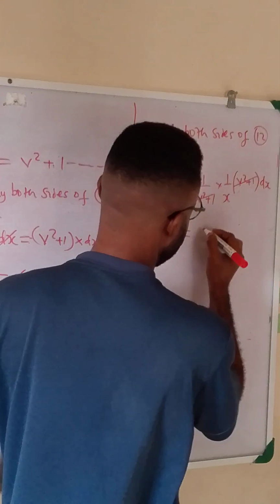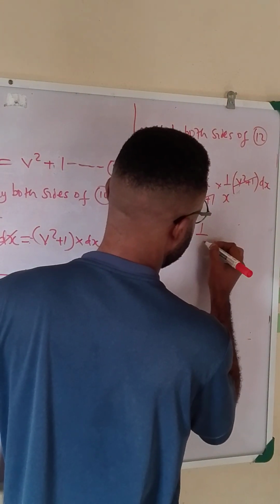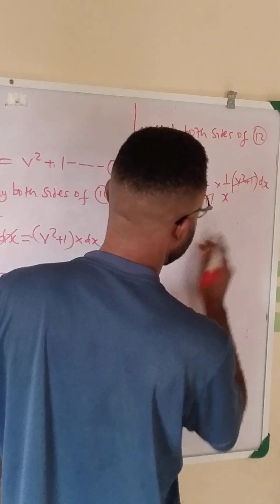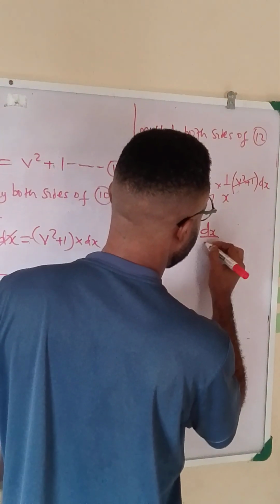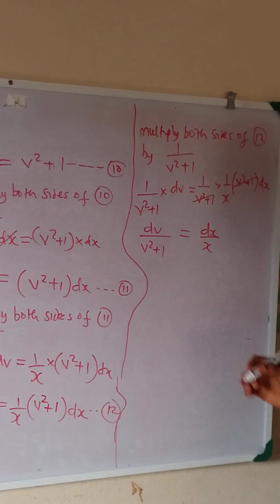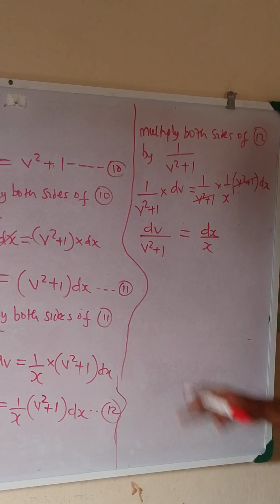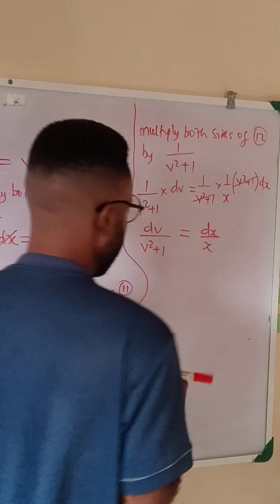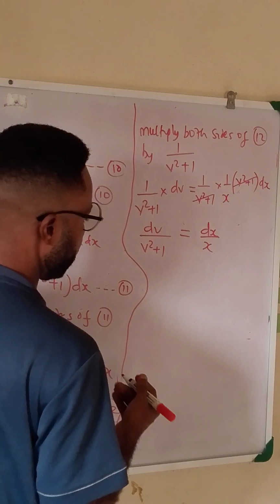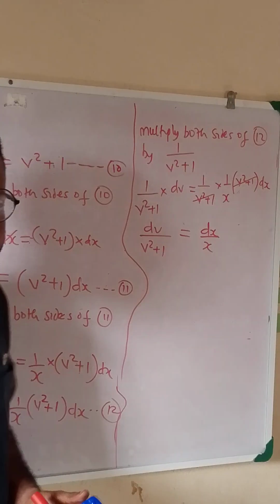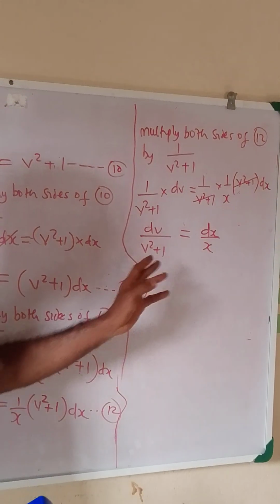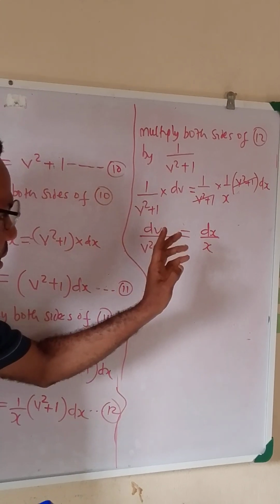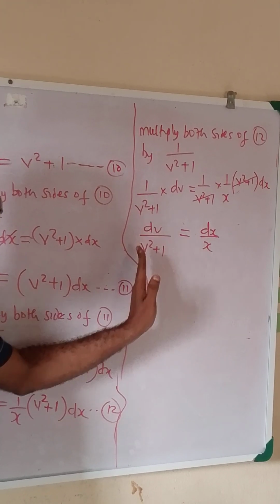This is 1 over x times dx, which gives us dx over x. So we can do it this way. We can separate it so that it will help us in integration. Now, before we integrate it, this is what we've done. We've been able to separate the variables.